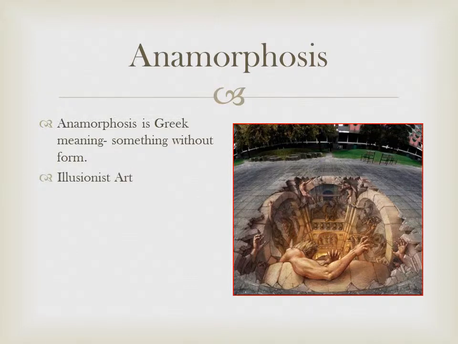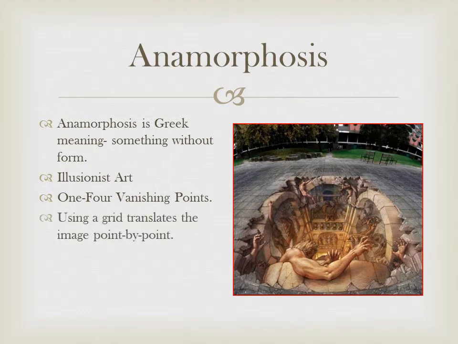It is illusion art. It has 1 to 4 vanishing points. It uses a grid to translate the image point by point. You must stand in a specific spot to see the linear image. In the next slide, we will see an example of how to do anamorphous art.